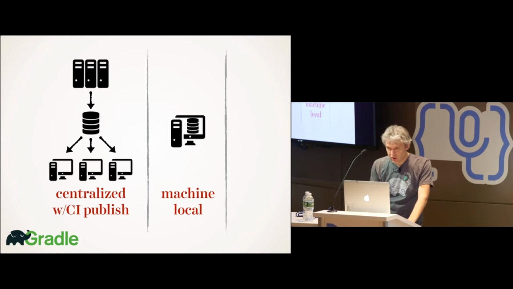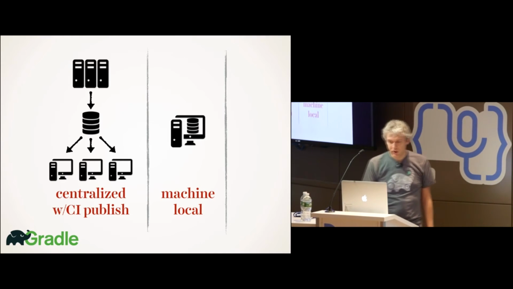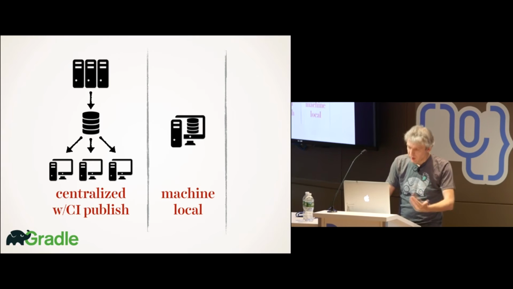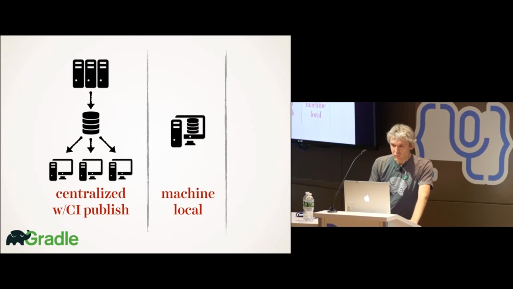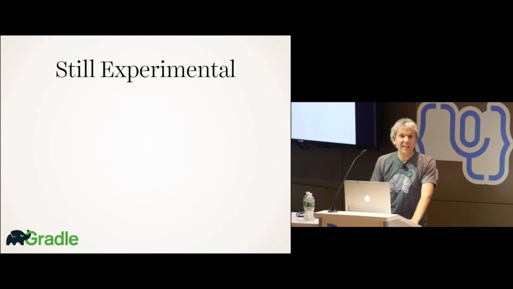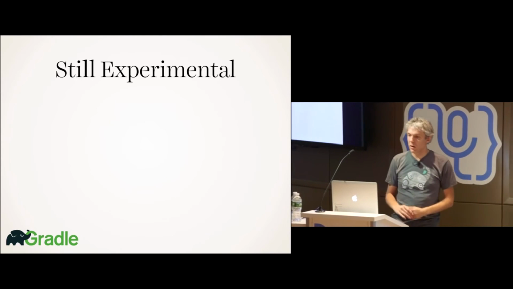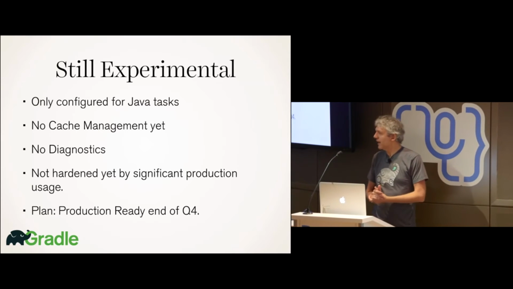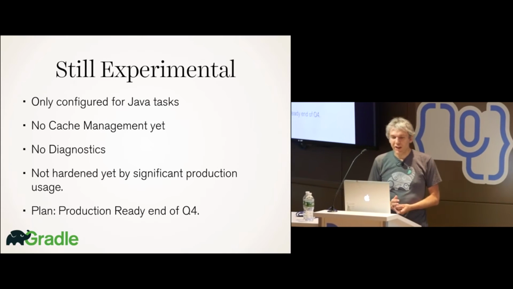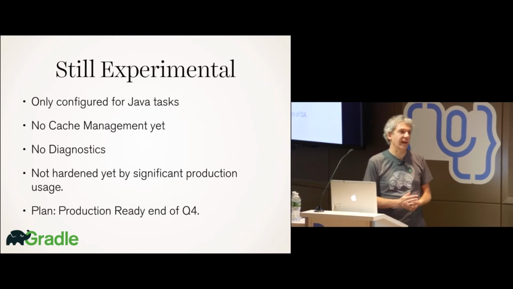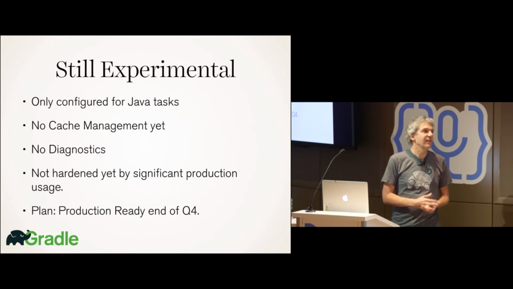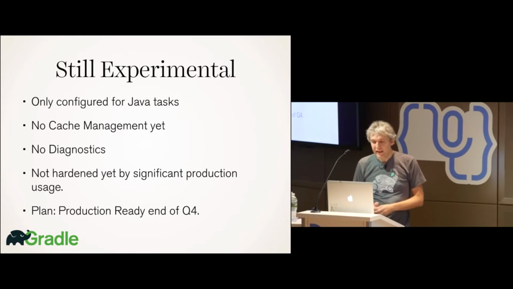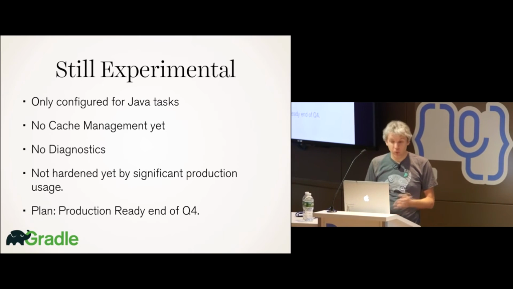Okay, so we have a machine-local cache, and we have a cache that is centralized, where we recommend that only CI pushes into that cache. So it's still experimental, but it's available, right? At the moment, it's only pre-configured for Java tasks. Android will be next. We don't have any sophisticated cache management yet. So, for example, for your local cache, we don't have any. You have to delete it at one point when it grows too big, right? So that is still to come. Diagnostics we're improving. It's also not hardened yet by significant production usage, but that will change very soon.